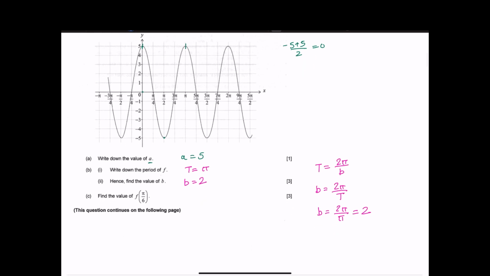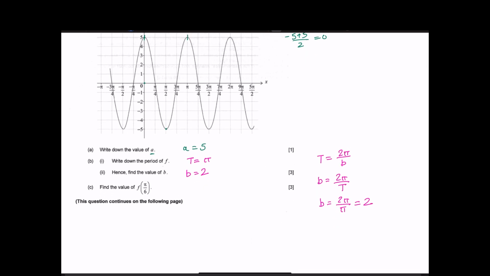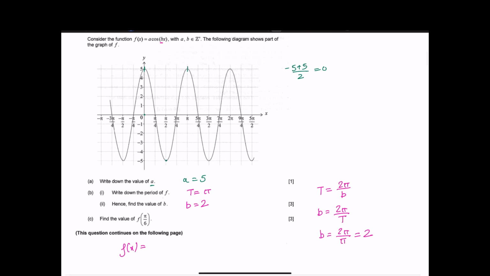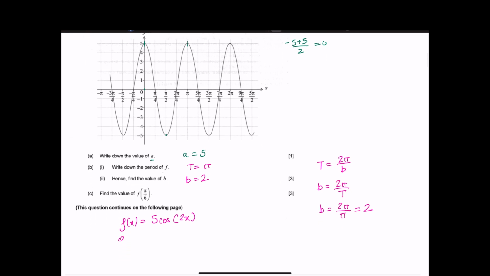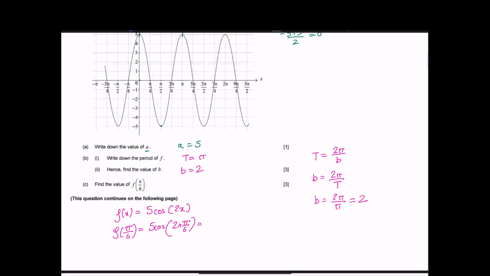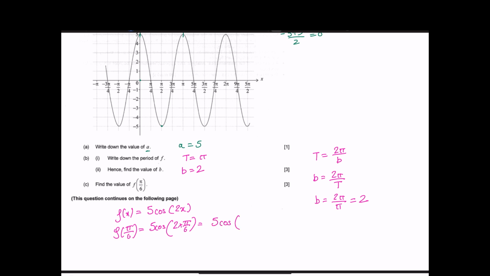Right? In the next part, we have to find the value of f of pi by 6. So first, f of x, we'll just plug in the values of a and b. So 5 cos 2x after plugging in the values of a and b. Then we'll do f of pi by 6, which is replacing x with pi by 6. It becomes 5 cos of 2 times pi by 6, which is pi by 3, right? And cos pi by 3 is half, so it's 5 by 2. So f of pi by 6 would become 2.5, which is the answer to the third part.